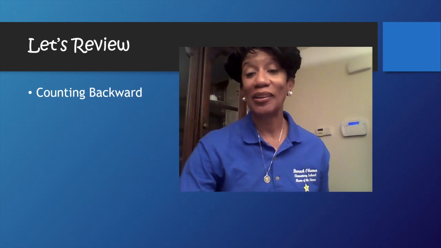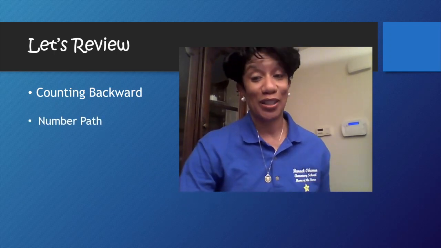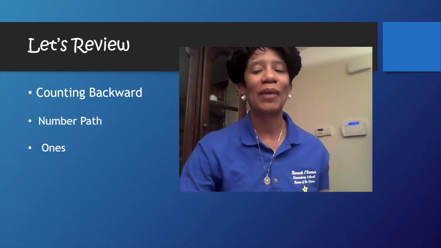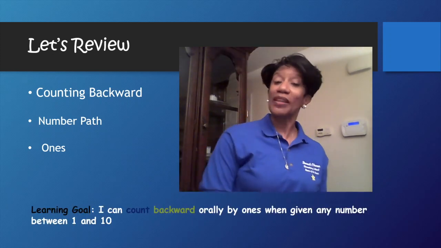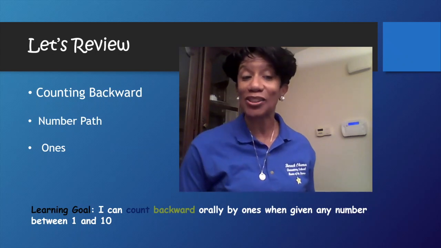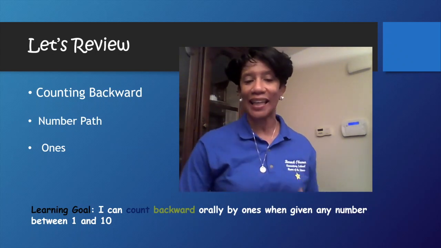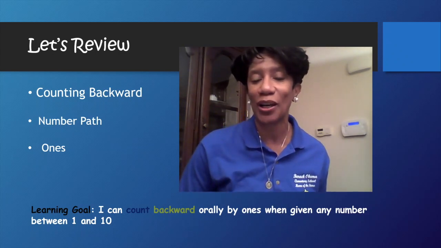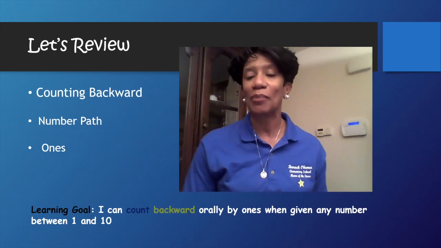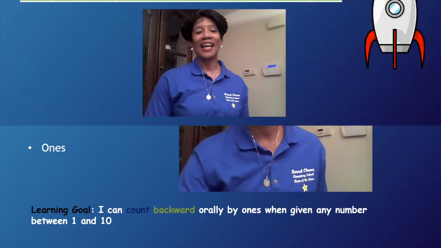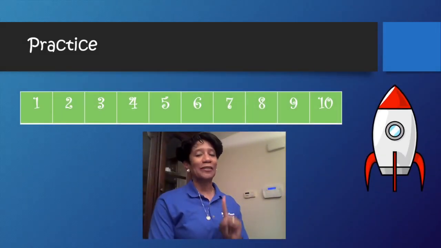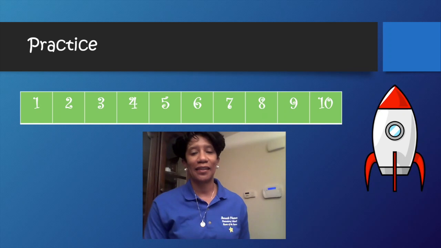Now, let's review what we've just done. We counted backward. We used a number path to do it, and we counted by ones. We were counting orally while we were doing that, so we were able to accomplish our learning goal, which was I can count backward orally by ones when given any number between 1 and 10. Super job.